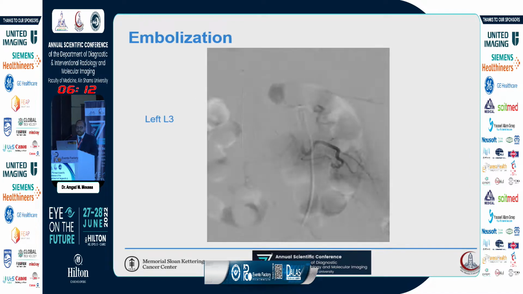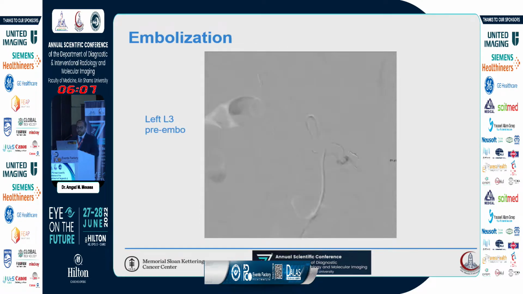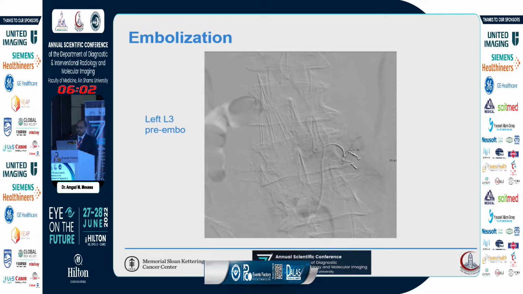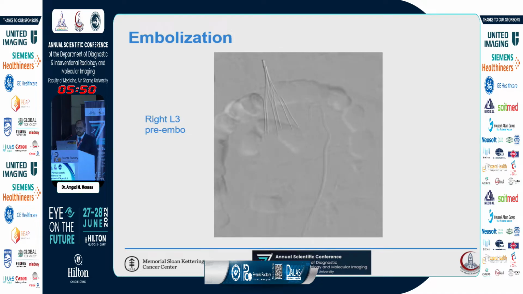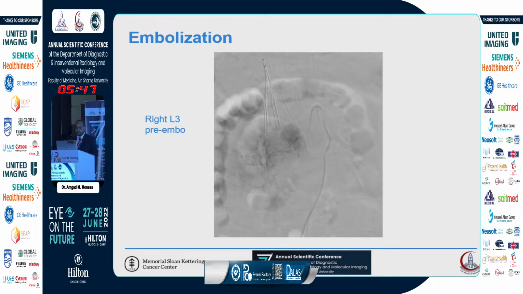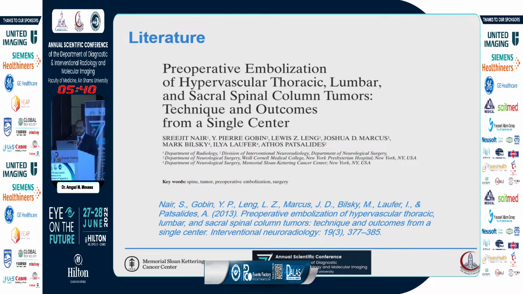And then after you interrogate all the levels, you re-access the site where you want to embolize, and you protect the ventral aspect with coils. Our approach is to do liquid embolic to decrease the vascularity. As you can see in this left L3 post-embo, there is essentially no vascularity in that lesion. And this is the image on the right side, pre-embolization and post-embolization with no vascularity. The goal for this is to decrease the blood loss during the surgery.